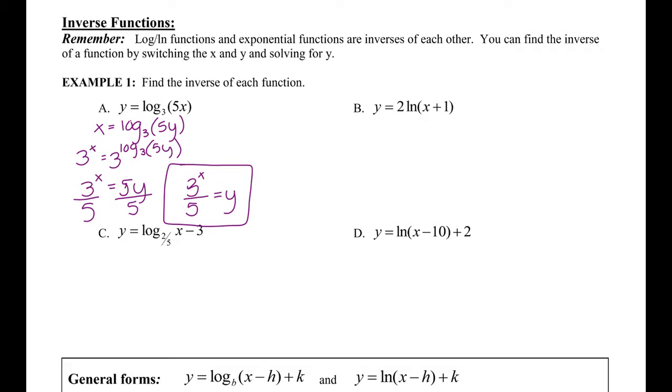We're going to do the same thing for example B. I'm going to start by switching x and y. And I want to get the natural log by itself, so I'm going to divide both sides by 2.